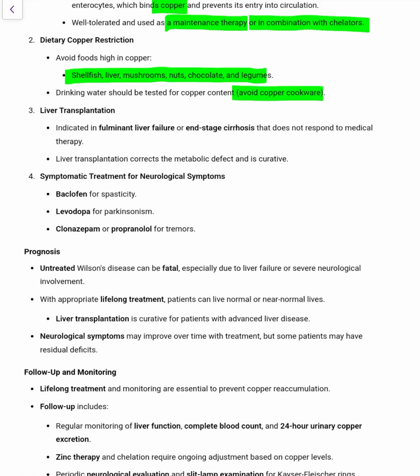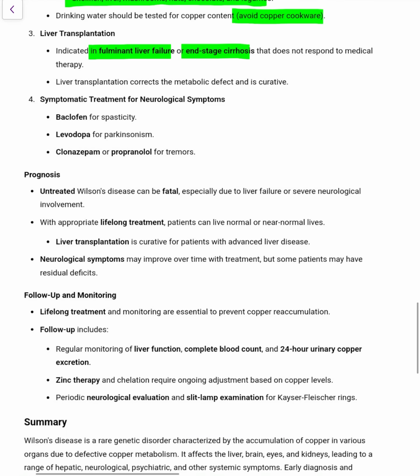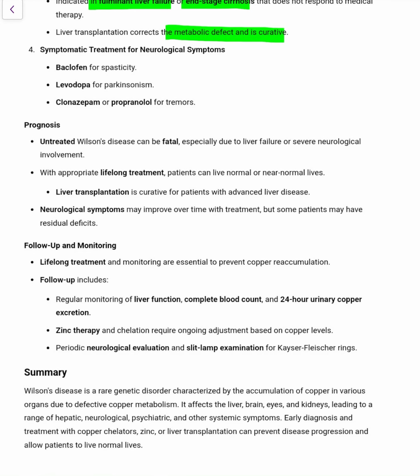Liver transplantation has to be considered in patients with fulminant liver failure or end-stage cirrhosis that does not respond to medical therapy. Liver transplantation corrects the metabolic defect and is also curative. For symptomatic management, for spasticity you can use baclofen, for Parkinsonism you can use levodopa, and for tremors clonazepam or propranolol can be used.